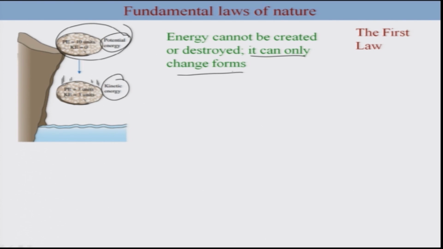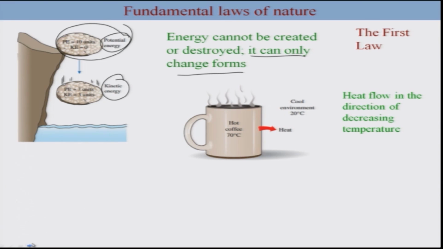However, this particular law does not clarify that a process can occur only in a certain direction. We are aware that spontaneous processes occur in a specific direction. For example, we can take a hot coffee mug and keep it at room temperature. We know that the temperature of the coffee slowly decreases, or the coffee mug cools off. This we call a spontaneous process. It has a specific direction, and we are aware that heat flows in the direction of decreasing temperature.